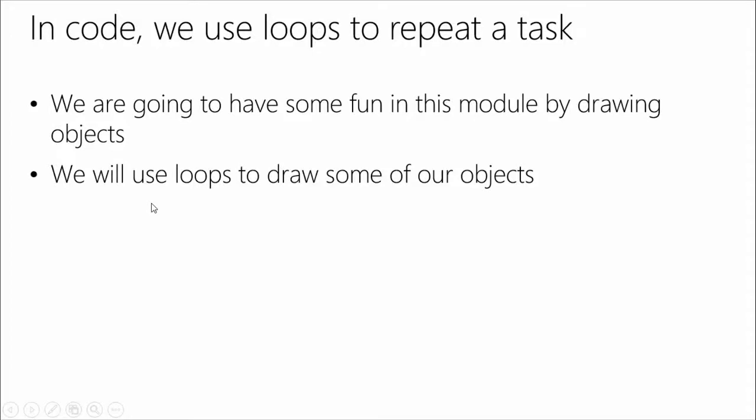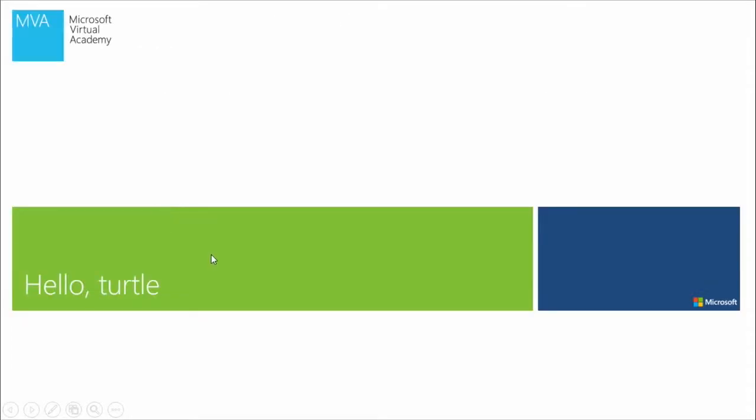So we're going to have a little fun. I'm going to use a well-known tool called Turtle, which we can use inside Python to show you how we can use loops to make our code a little easier and to repeat events. In this case, we're going to use loops to do some drawing. I'm going to start off with a little demo introducing you to Turtle.